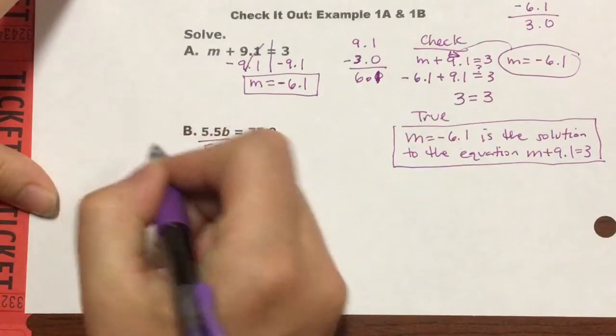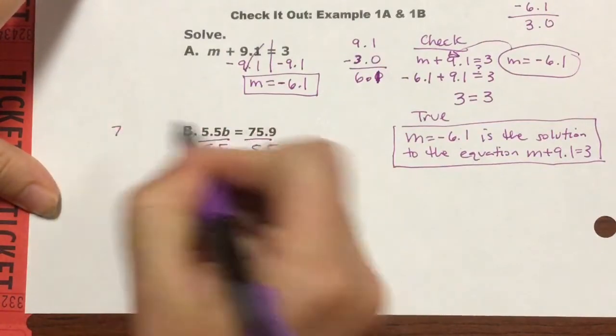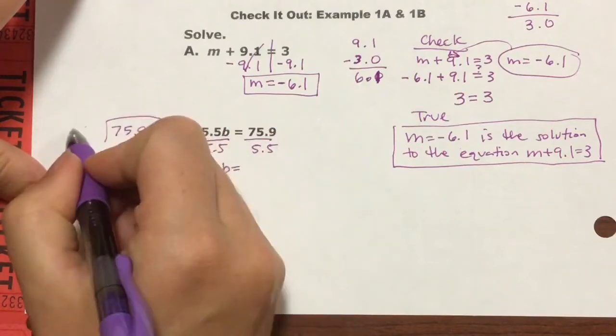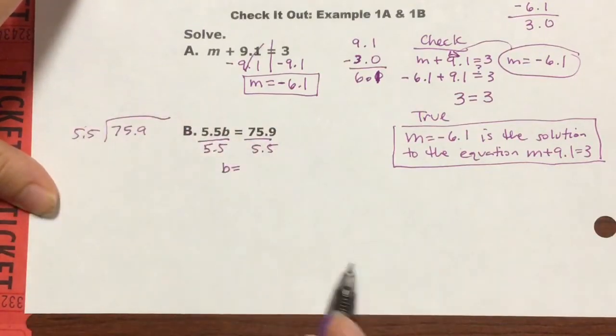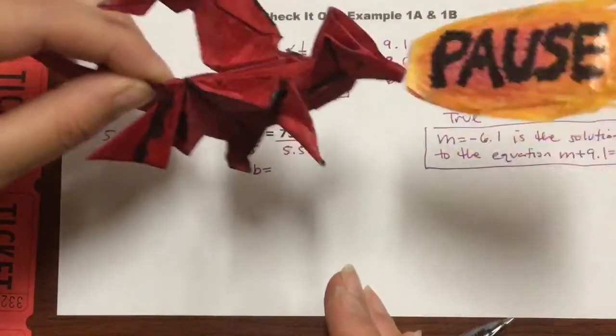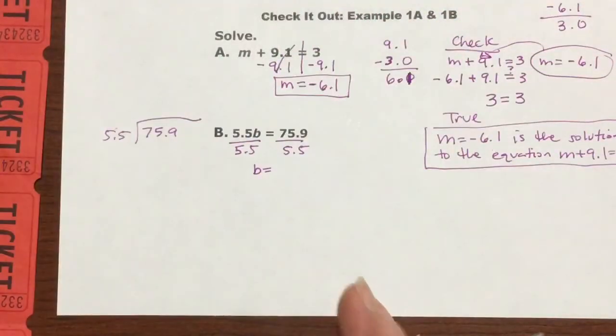So we need to go ahead and do that, and I'm going to do it on my scratch paper right over here. 75.9 divided by 5.5, and we're going to do this little long division right here. Woohoo! Long division is my favorite.